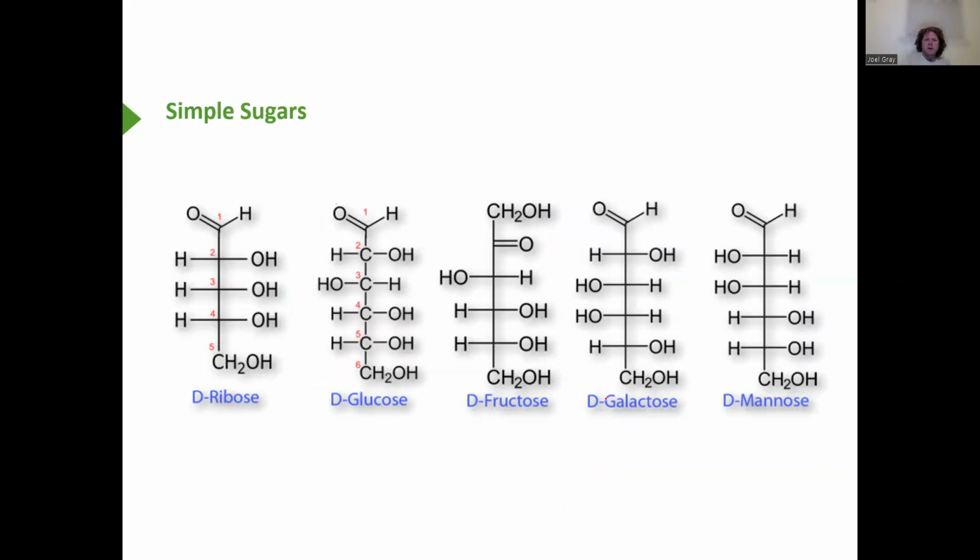Okay, so here are a couple more examples of different sugars and the common names that they have. D-ribose is an aldopentose. D-glucose is an aldohexose. D-fructose is a ketohexose. D-galactose is also an aldohexose, and D-mannose is also an aldohexose. So D-glucose, galactose, and mannose are all examples of aldohexoses. D-ribose, glucose, galactose, and mannose are all examples of aldoses.